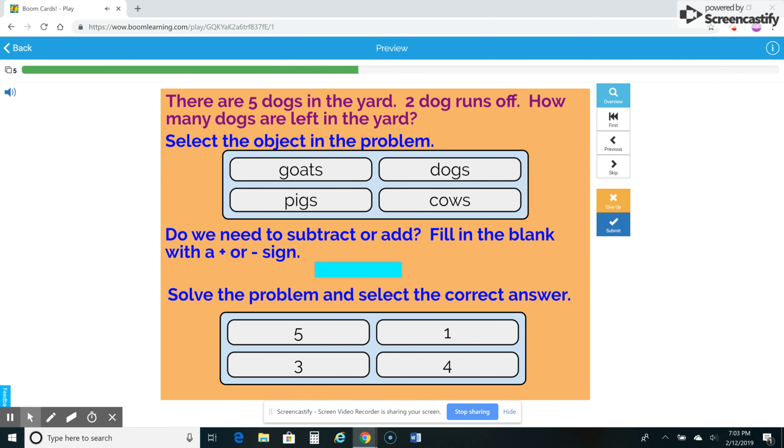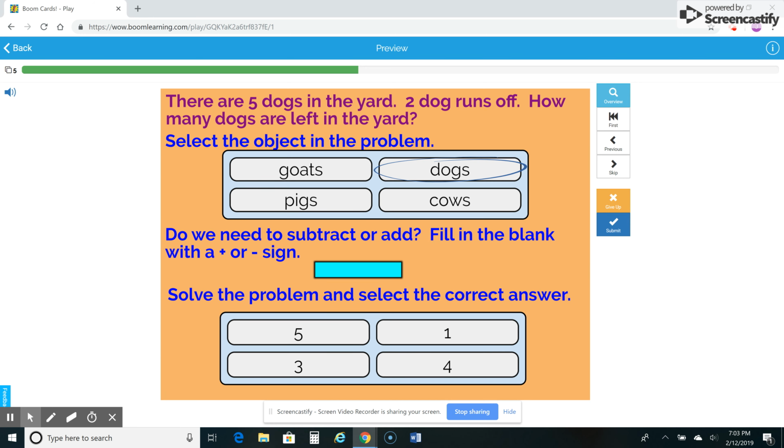All right. Our next page has a different word problem. There are 5 dogs in the yard. 2 dogs run off. How many dogs are left in the yard? So in this word problem, we're dealing with dogs, so we're going to select it. And again, since we have different questions on this page, we have to complete all the answers before we can go to the next page.